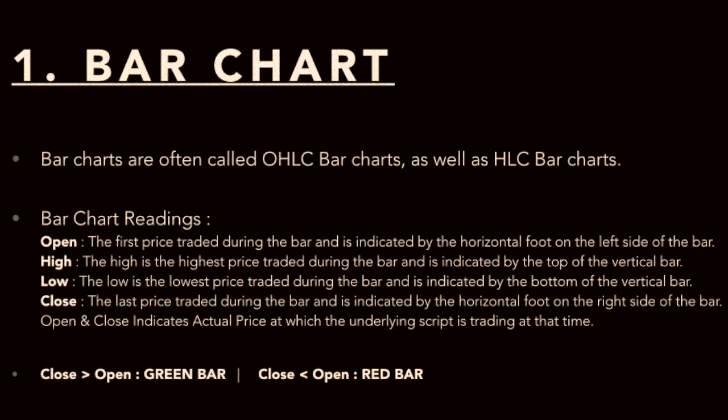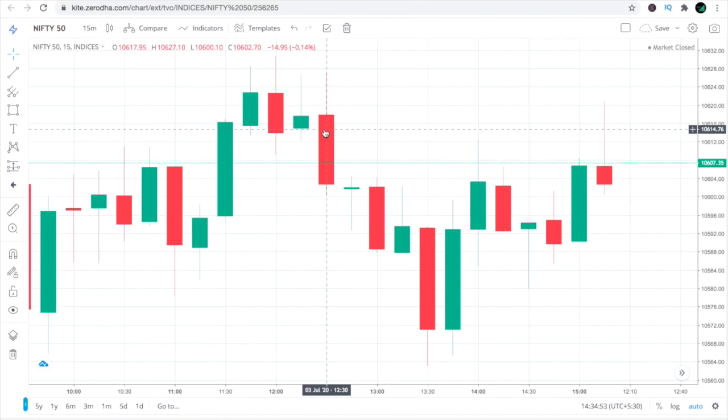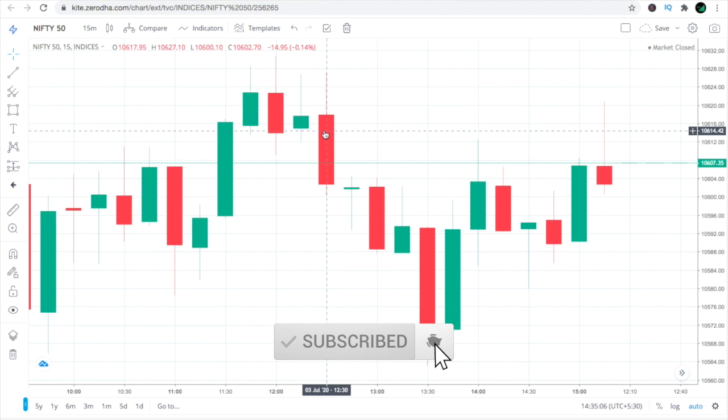Hence, we mentioned previously that the open and close of a bar chart and a candlestick chart indicate the actual price at which the underlying script is trading at that point in time. Hence, to now calculate the closing price of the Heikin-Ashi chart, we will take the open, high, low, close in actual, which will be represented either by the bar chart or the candlestick chart.